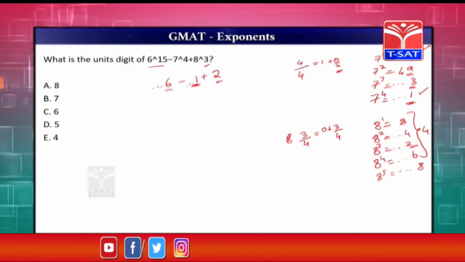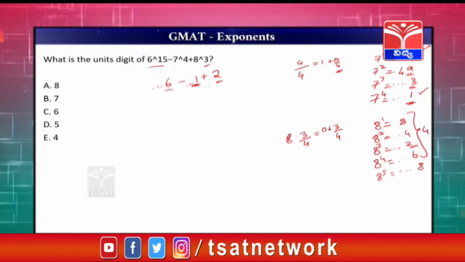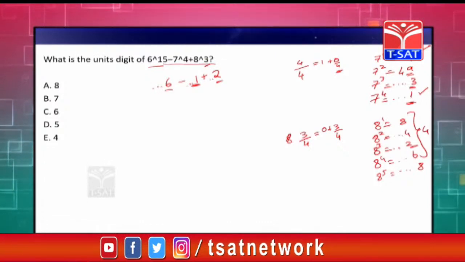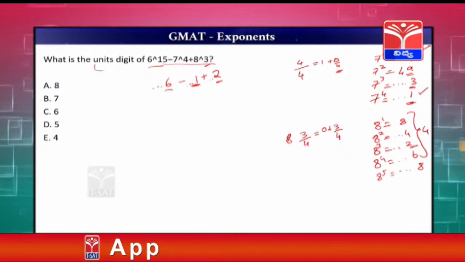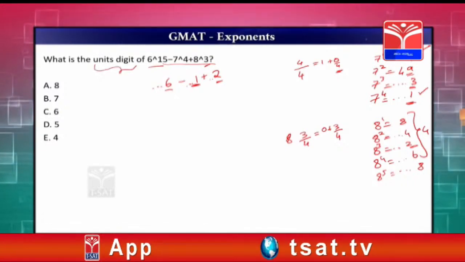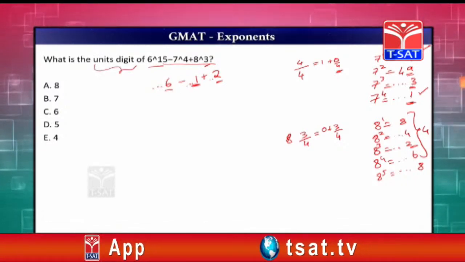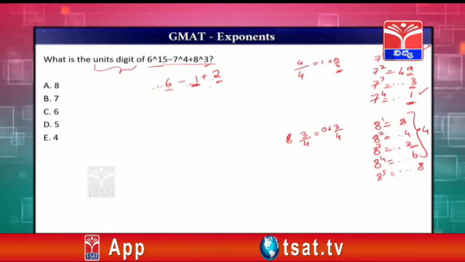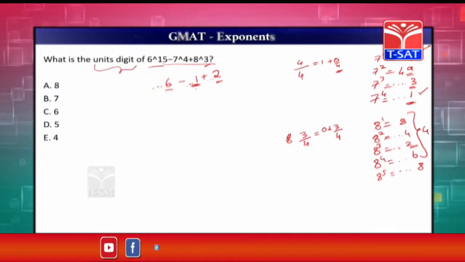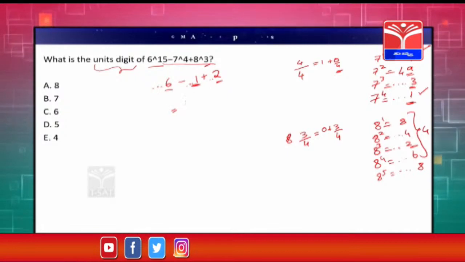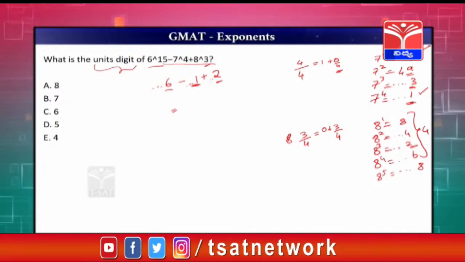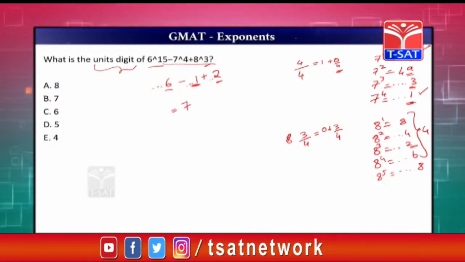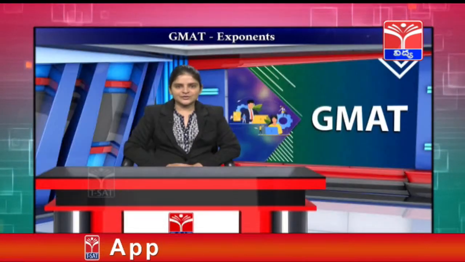So whatever the other digits are, when you are operating this, only the unit digit is of concern. So you can just add the unit digits and subtract the unit digit, whatever your question is asking you to do, and forget about the rest of the digits to calculate the unit digit. So 6 minus 1 is 5, plus 2 comes out to be 7, which is option B. Let's move to the next question now.